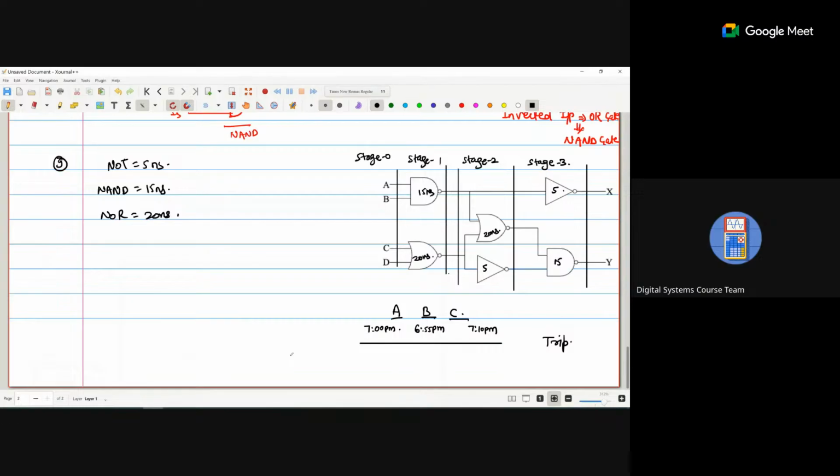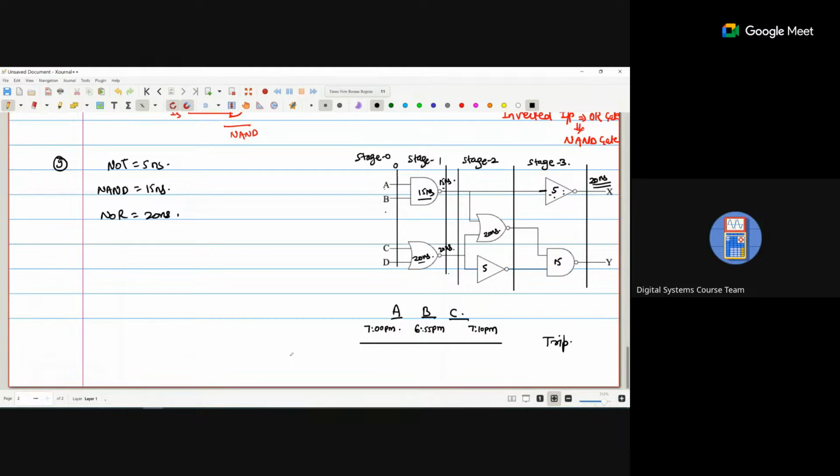Now, similarly, we use this concept in this type of question. At stage 0, we apply all the inputs at the same time, so there is no delay. At stage 1, one output will come at 15 and one output at 20. So this will be 15 nanoseconds and this 20 nanoseconds. Now this 15 goes here directly, which adds a 5 nanosecond delay. So 15 plus 5 means your total delay is 20 nanoseconds.